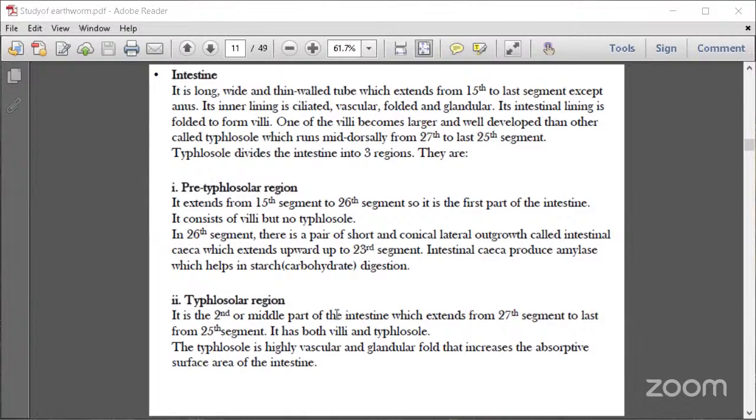Typhlosolar region is the second or middle part of the intestine, which extends from the 27th segment to the last 25th segment. It has both the villi and typhlosole. The typhlosole is a highly vascular and glandular fold that increases the absorptive surface area of the intestine.